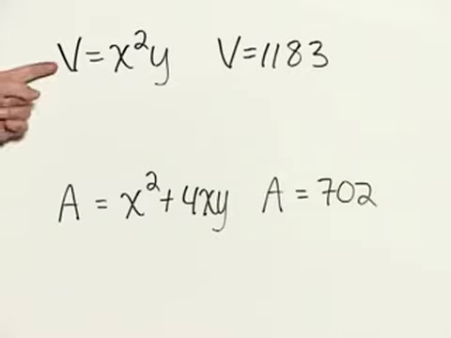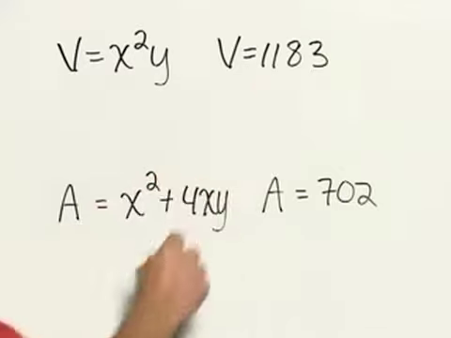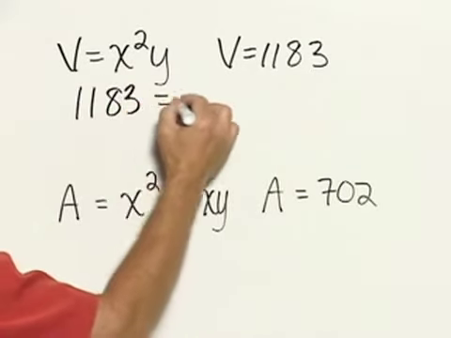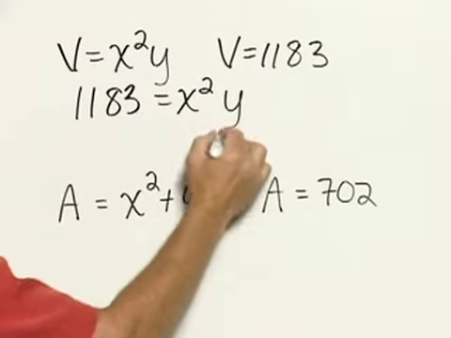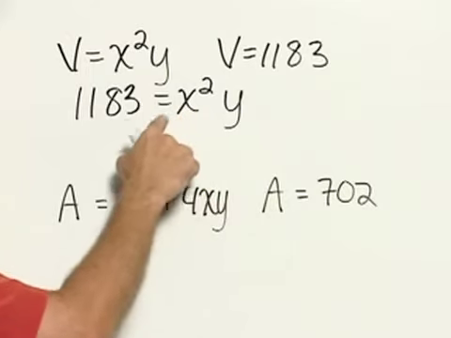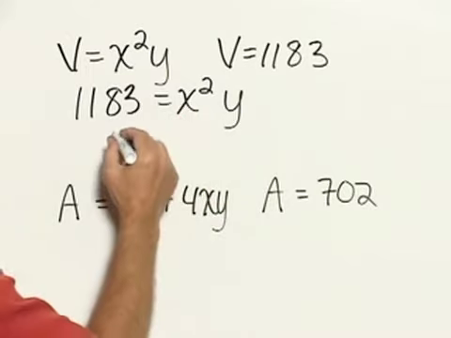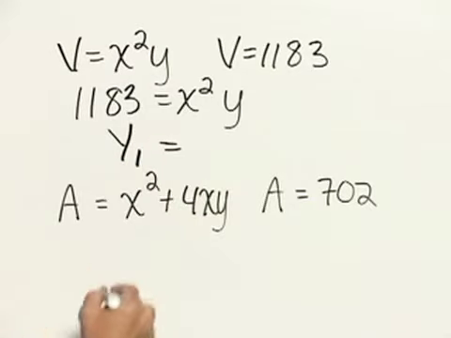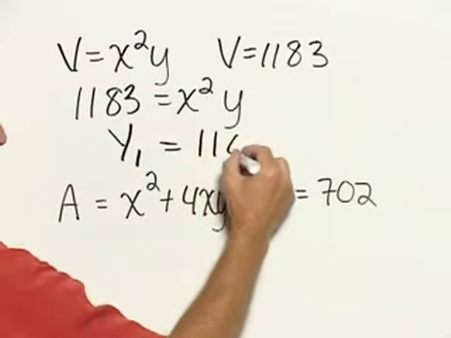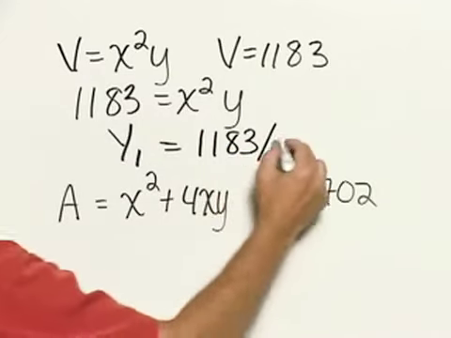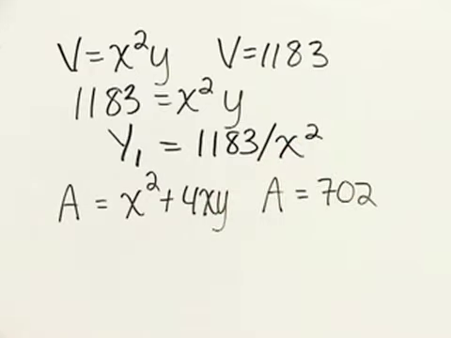So our volume equation, V equals x squared y, we're told that the volume is 1,183, so we would have 1,183 equals x squared y. Solving this equation for y means dividing both sides by x squared. So in terms of entering it into the calculator, it would be y sub 1 is equal to 1,183, and then we use the division slash x squared.